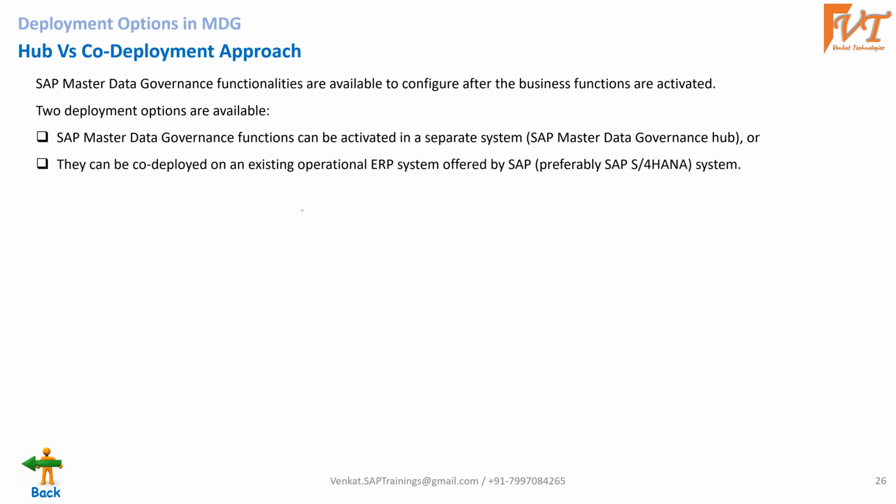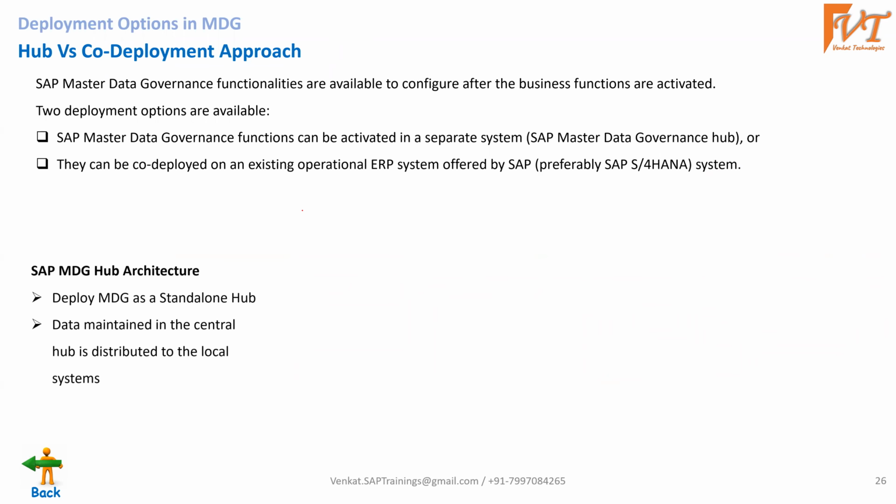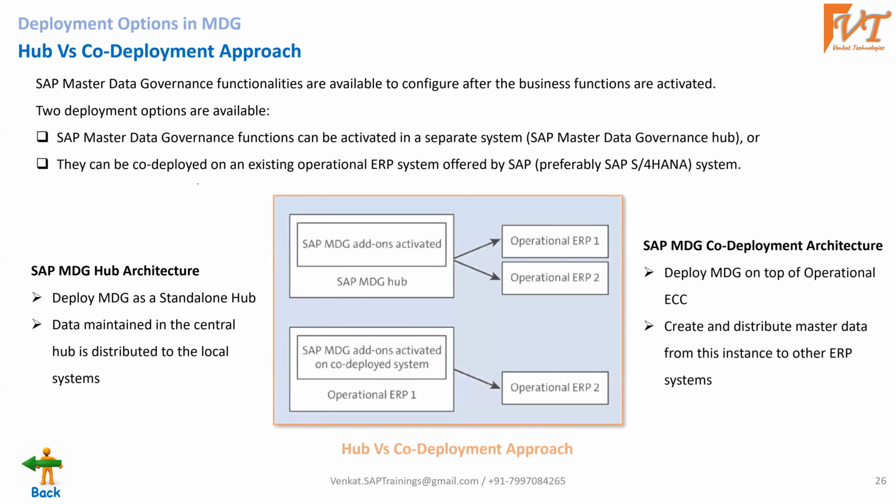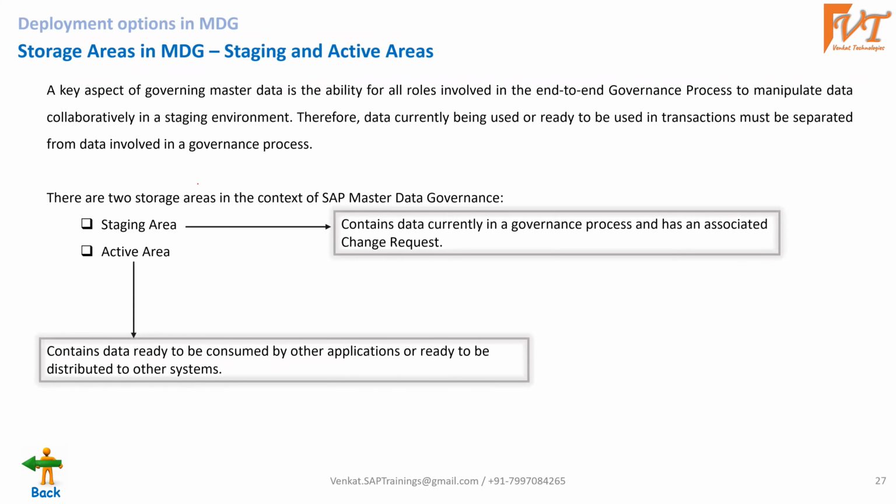So now let's understand in detail. We have the MDG hub architecture and we have co-deployment. This is the landscape, and I will come back to this slide again after discussing this one.